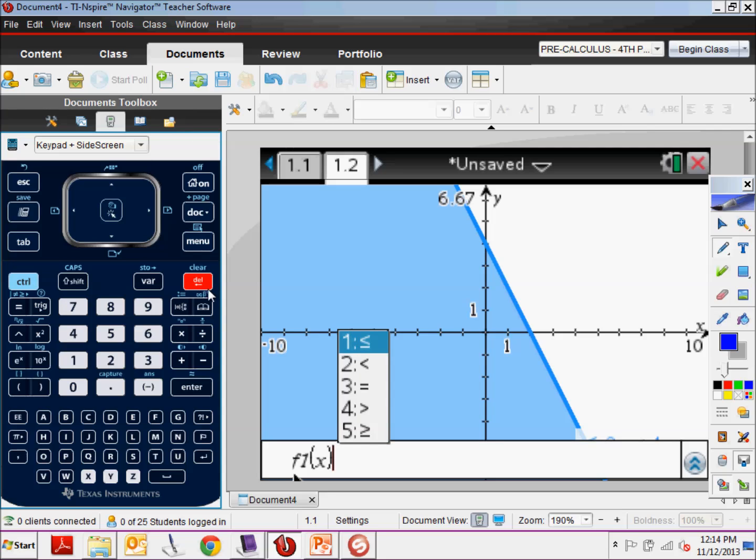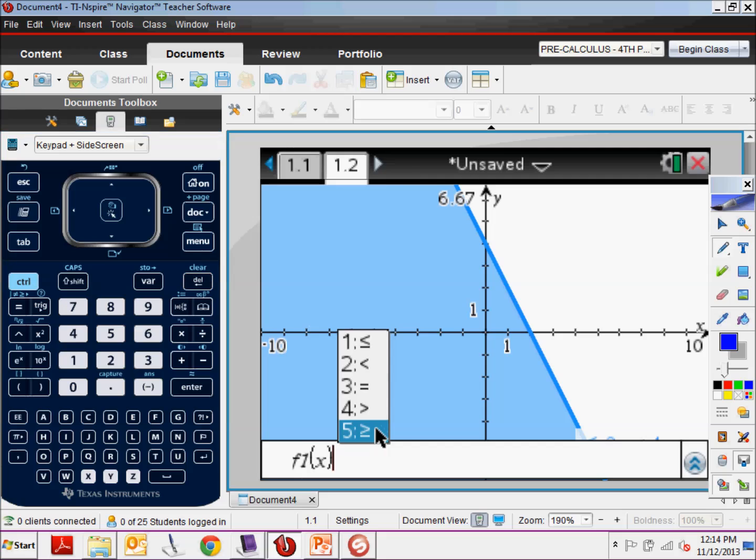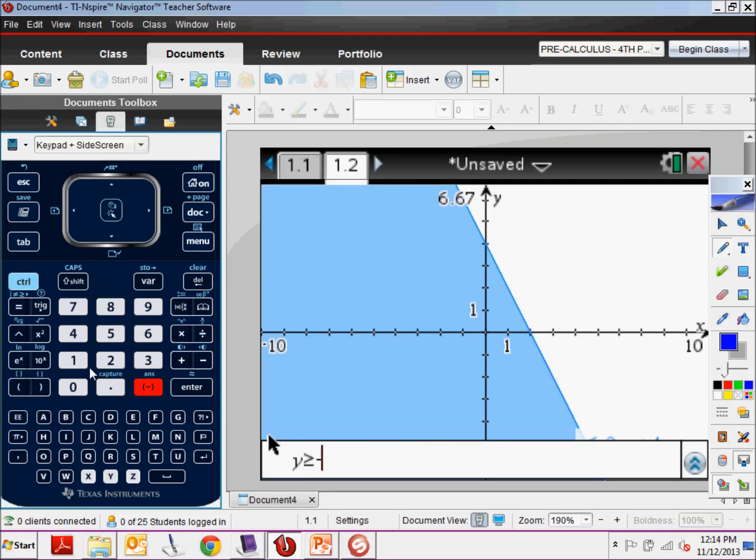Then I put in the next one. This time it's a greater than or equal to symbol. And I'm going to put negative 1/2 times x minus 2. The division symbol?